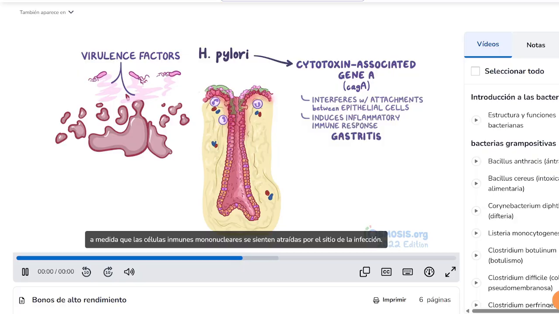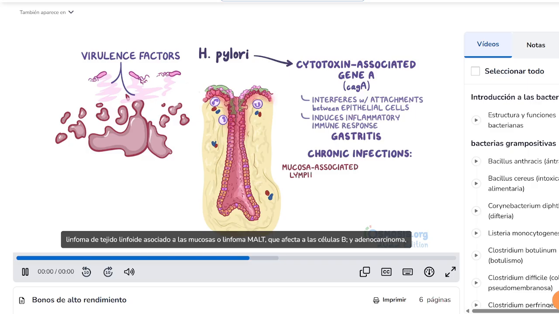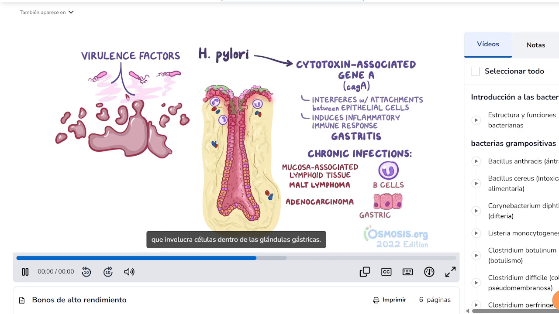to the infection site. In chronic infections, CAG-A has been linked to the development of 2 gastric cancers, mucosa-associated lymphoid tissue, or MALT lymphoma, which involves B cells, and adenocarcinoma, which involves cells within the gastric glands.